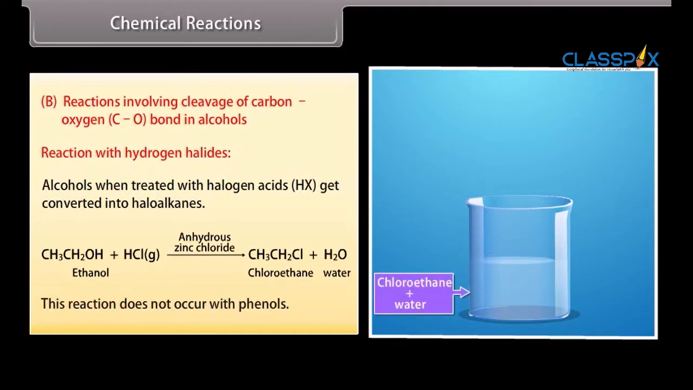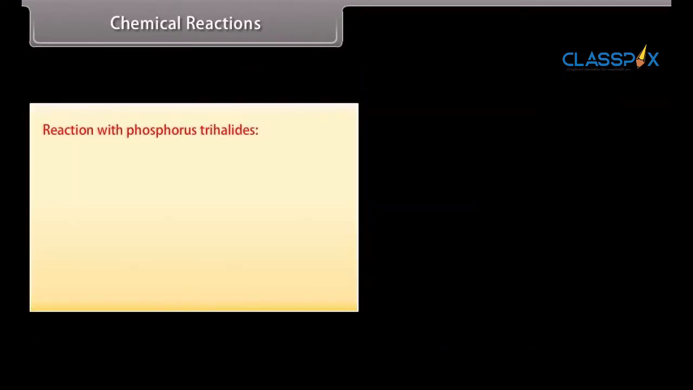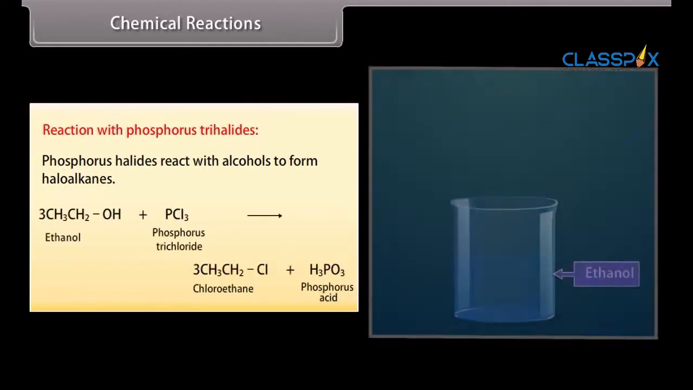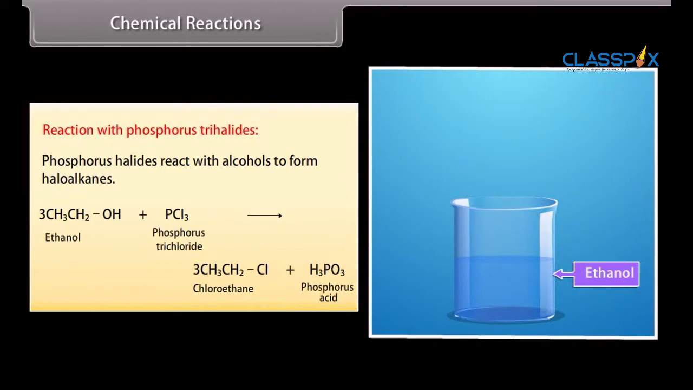phenols. Reaction with phosphorus trihalides. Phosphorus halides react with alcohols to form haloalkanes. Phosphorus trichloride reacts with ethanol to form chloroethane and phosphorus acid.